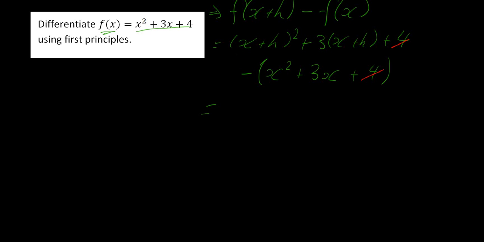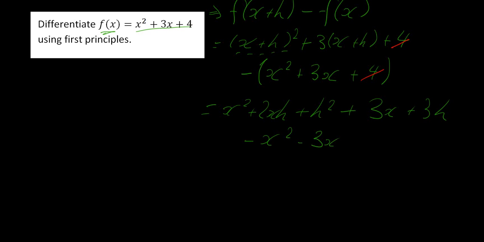So in this binomial expansion over here, we're going to have x squared plus 2xh plus h squared plus 3x plus 3h minus x squared and minus 3x since we're expanding the negative over here. Now we can cancel out a few more terms. So you can see that the positive x squared here and negative x squared will cancel out, as well as this negative 3x and positive 3x.